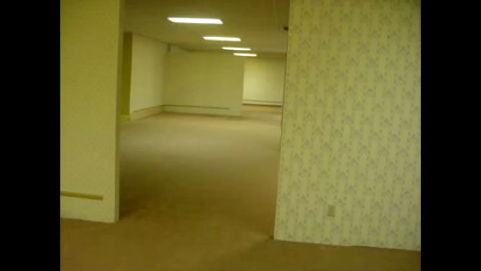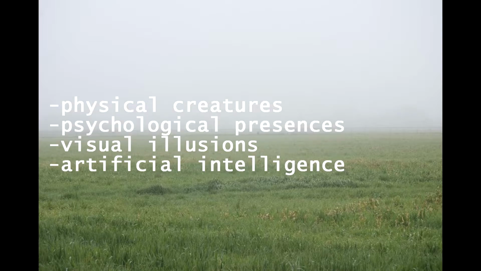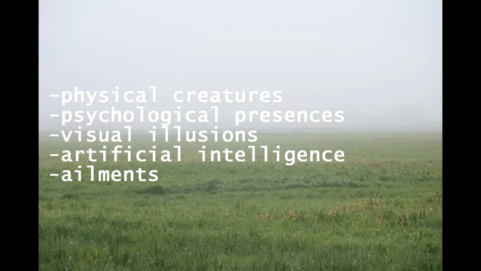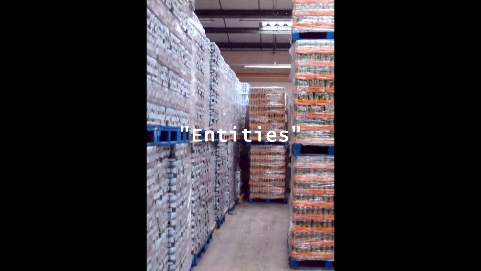If you happen to be wandering in the Backrooms for any amount of time, you will come across other living beings in the forms of physical creatures, psychological presences, visual illusions, artificial intelligence, or ailments, to name a few. The most widely accepted term for these beings is entities. They are pretty difficult to examine, thus the standard protocol for ensuring your safety while in the presence of an entity is identifying and evading. Entities are unpredictable and unknown. Since there are many, sometimes even conflicting reports of entities, only a portion of which have been confirmed to be true.